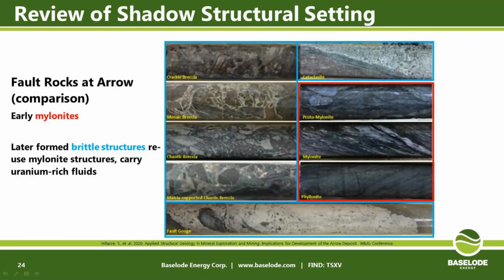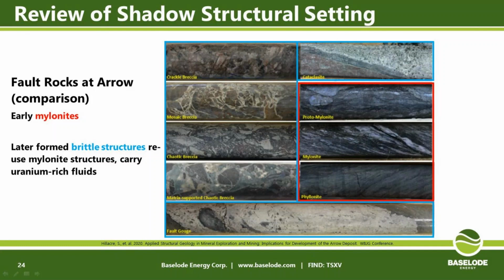So what kind of structures were we seeing at Arrow? We had the earliest evidence of major structures in the area, which are all mylonites, highlighted there in that red box. Mylonites form under plastic conditions, so when it's hot enough and the pressure's strong enough that the rocks will flow with plastic-like deformation. So they flow, just remember that. However, those mylonite structures were reused during brittle conditions, creating cataclasites, breccias, and gouges, the brittle structures, which are all highlighted in the blue box.